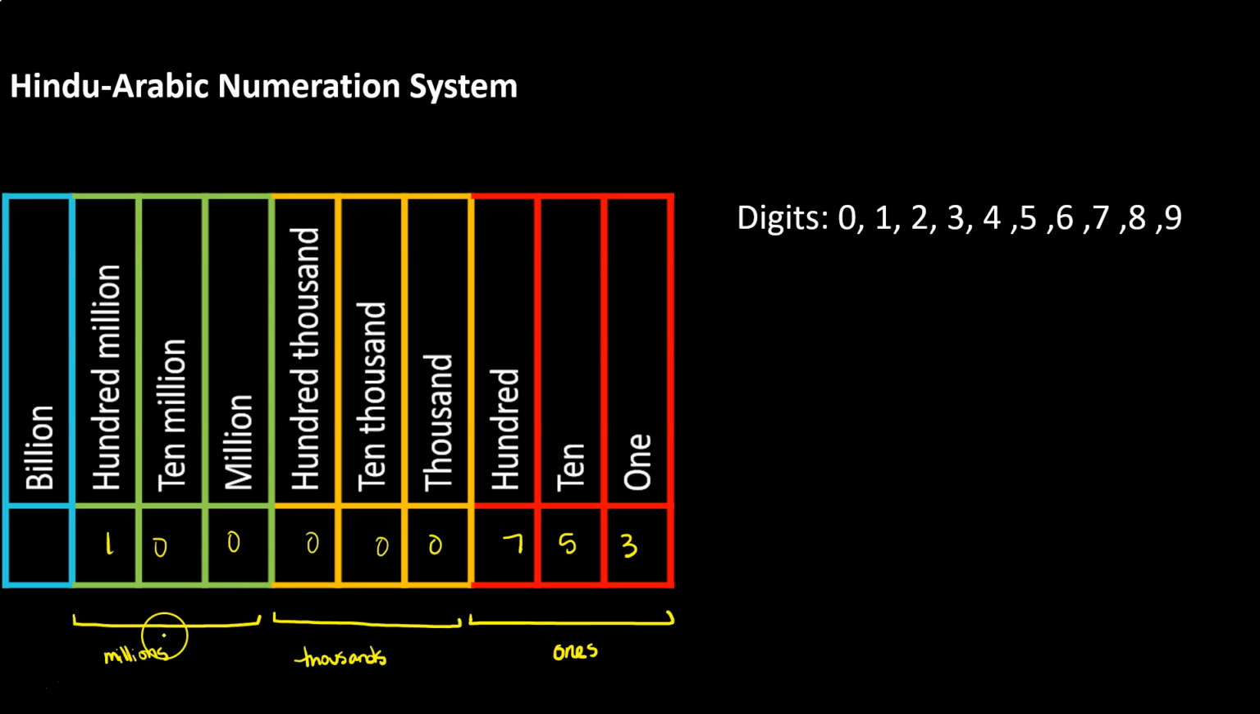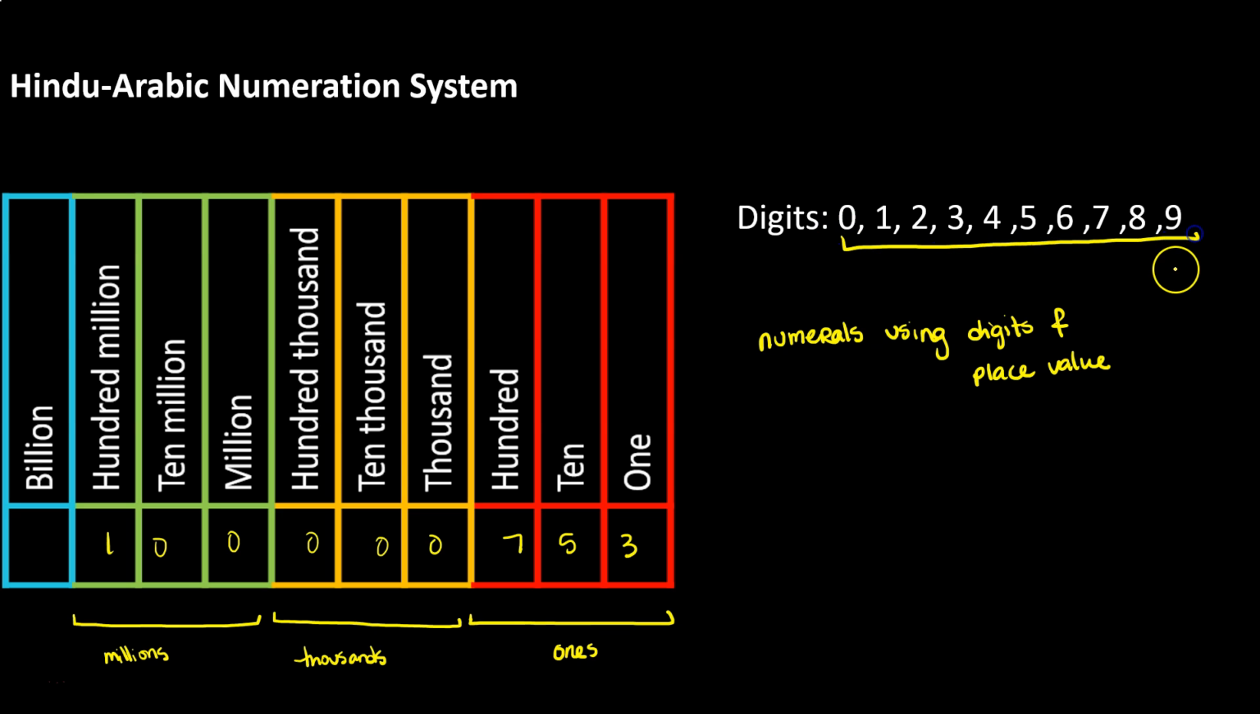All right. Our Hindu-Arabic numeration system creates numerals using digits and place values. When you hear digits, you're only allowed to think of these numbers in our numeration system. So, for example, 11 is not a digit. 11 is a numeral, and it's using the digit 1.